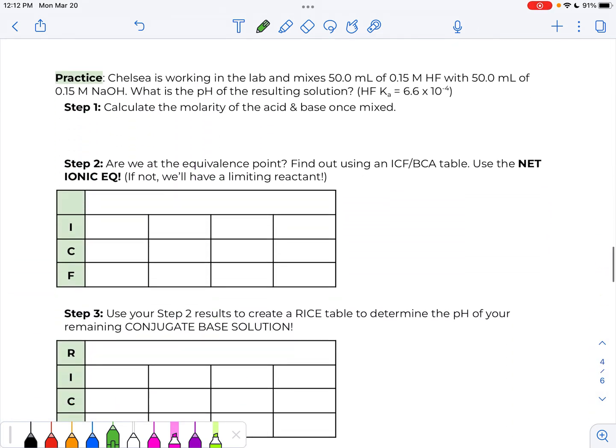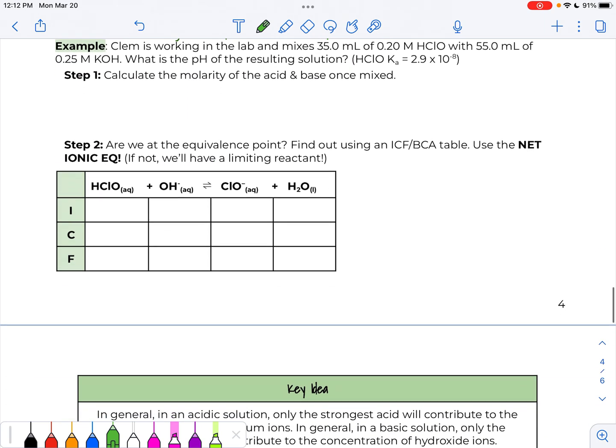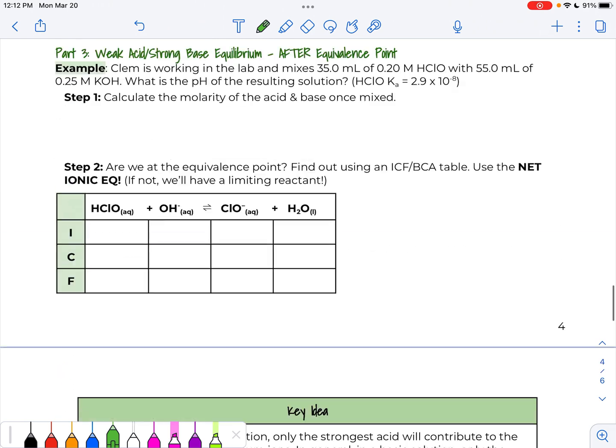All right, you've got one practice problem on the next page to help work through. Finish that, come on back, and we'll do our last weak acid type.